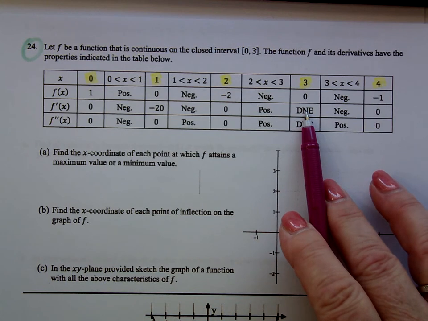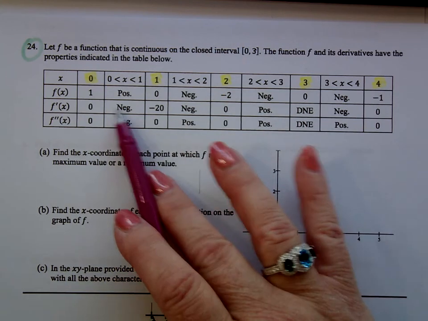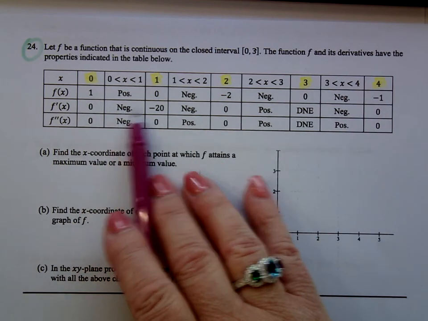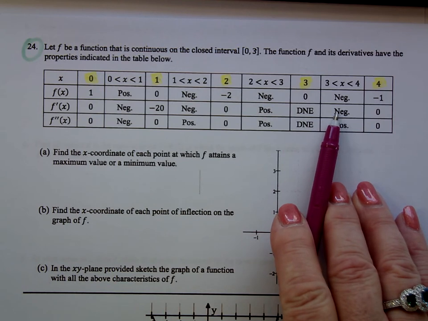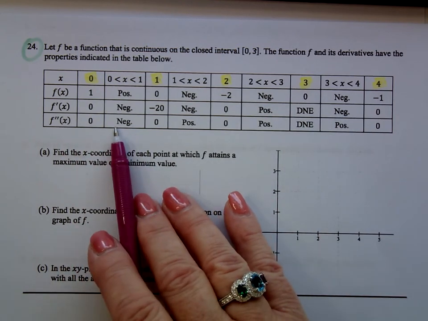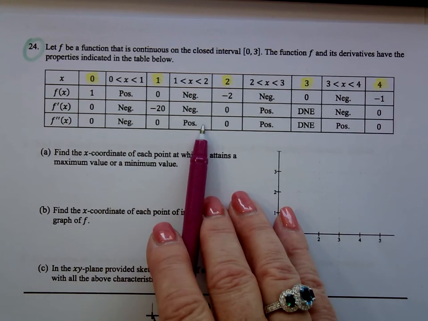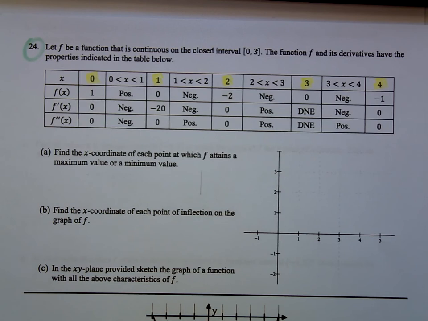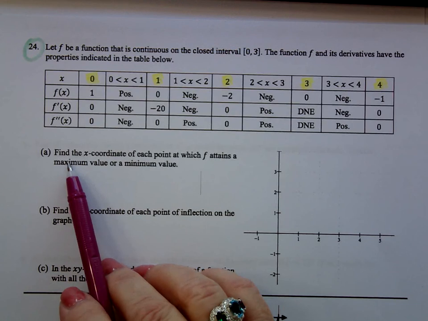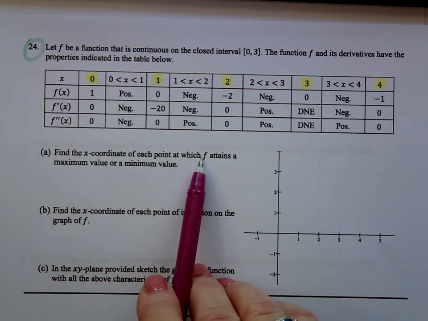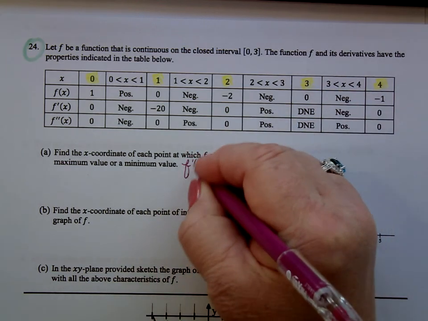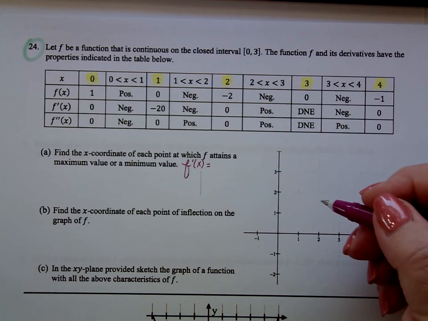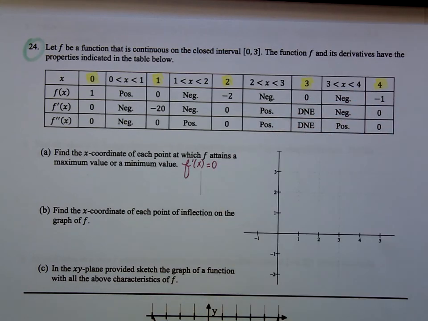As I'm looking at the first derivative, all of these are decreasing, decreasing, increasing, decreasing. Then I go to the second derivative. The second derivative is negative, it's concave down, concave up, concave up, concave up. So let's go on and answer the questions now that we've got a feel for what the chart's talking about. Find the x-coordinate of each point at which f attains a maximum value or a minimum value. That comes off of the first derivative. Where is the first derivative equal to 0 or doesn't exist?